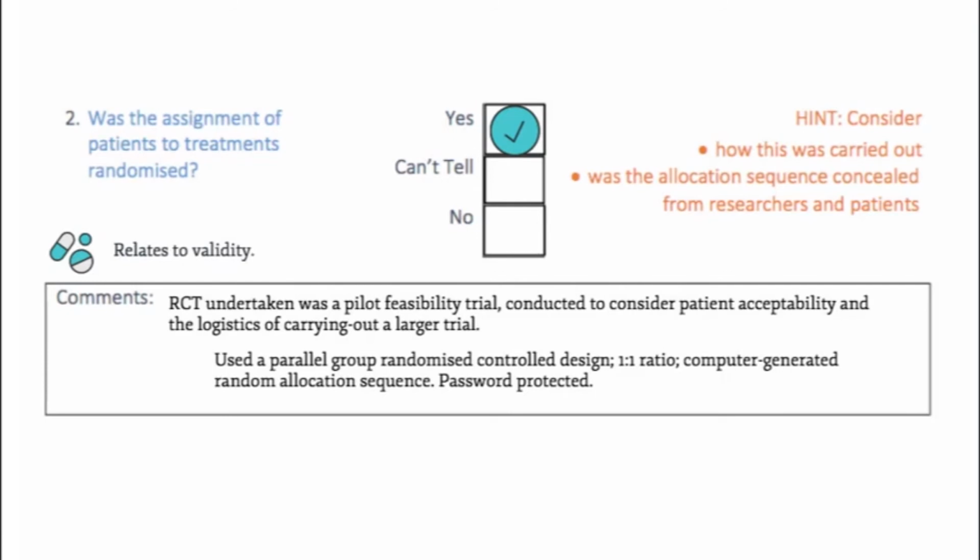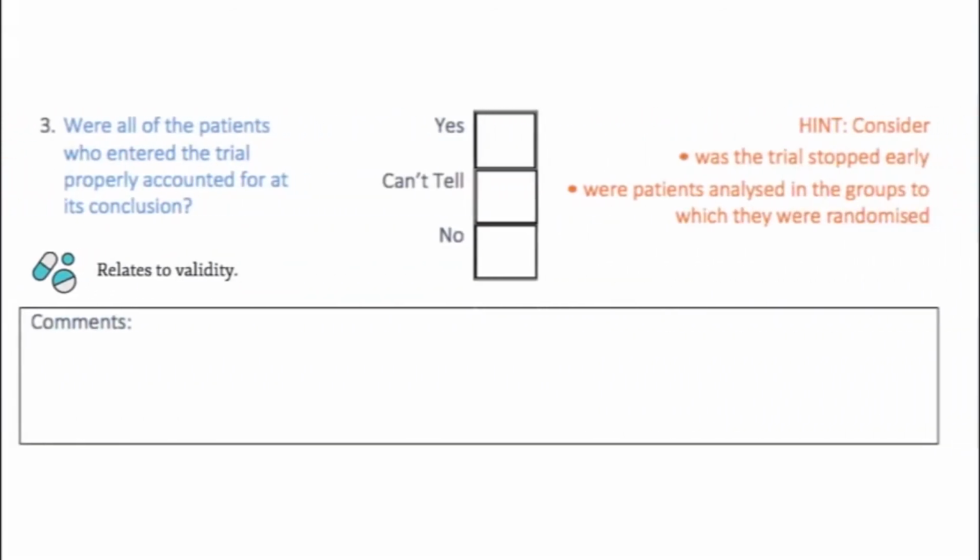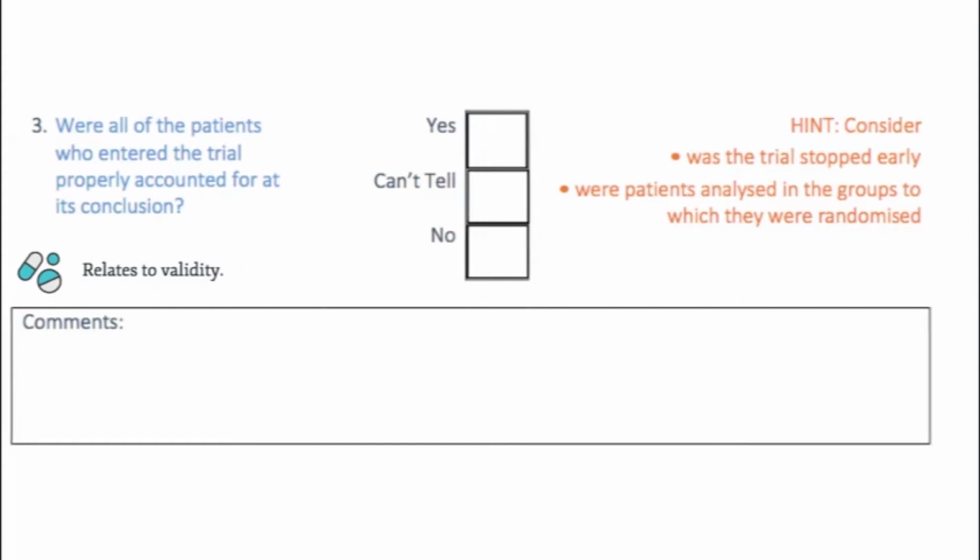The third question relates to the issue of whether all participants who were originally randomised to a treatment group were subsequently analysed in the same treatment group to which they were assigned.